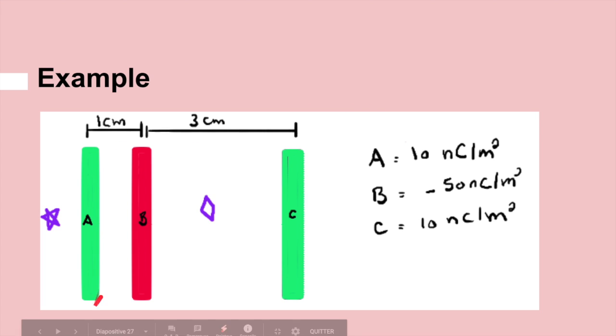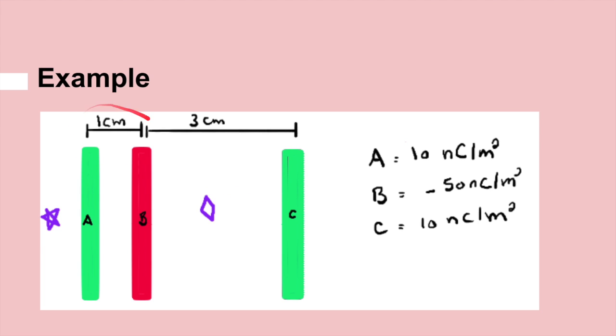Here we have 3 planes. We have A, B, and C. For each of them, I'm giving you sigma, which is the area charge density. For A, there are 10 nanocoulombs per meter squared. So in every meter squared of this A, there are 10 nanocoulombs. For B, it has an area charge density of negative 50 nanocoulombs per meter squared. So that means it is negatively charged. And C has an area charge density of 10 nanocoulombs per meter squared.